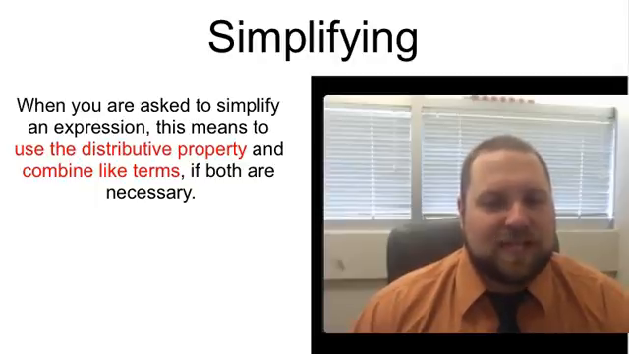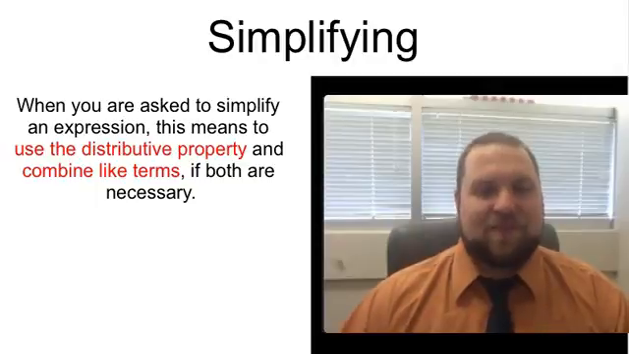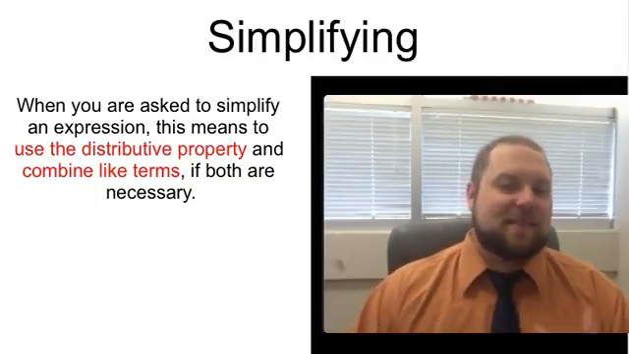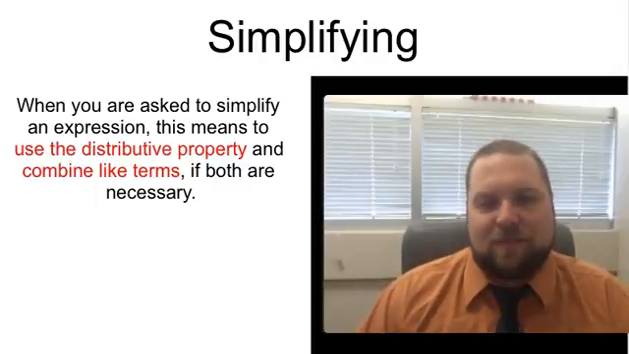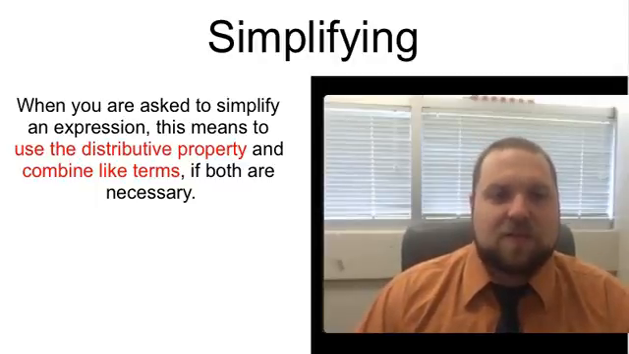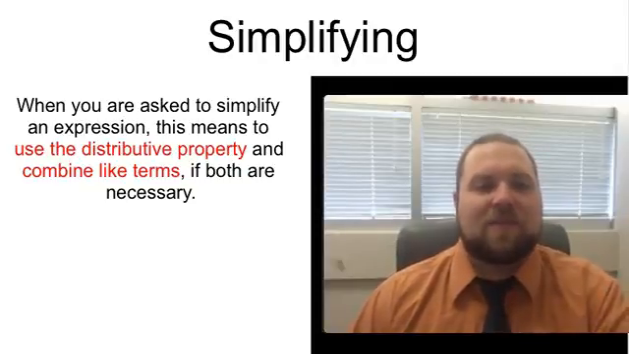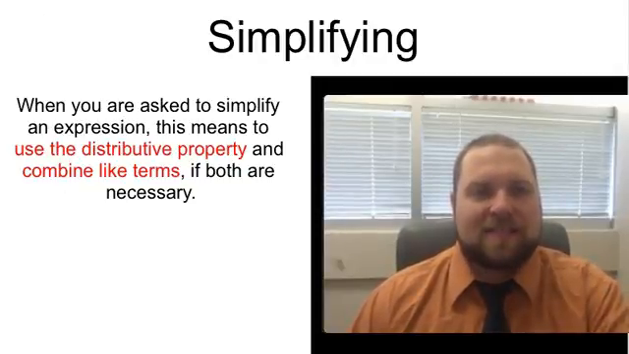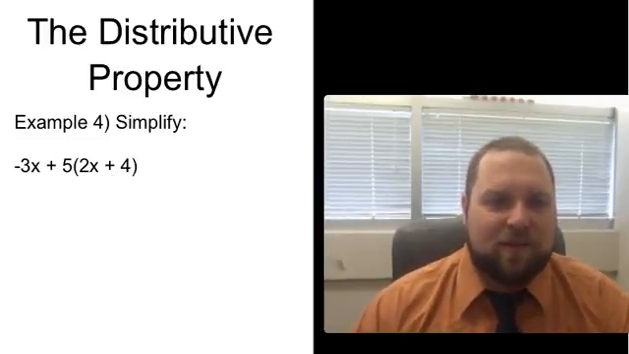Sometimes we're just asked to simplify and nothing else, like there's no further direction. It doesn't say simplify by combining like terms. It doesn't say simplify by using the distributive property. We have to use our heads and understand what that means. Those are the two ways that we've learned to simplify, so it's possible that we have to do both. If that is the case, make sure you do the distributive property first.